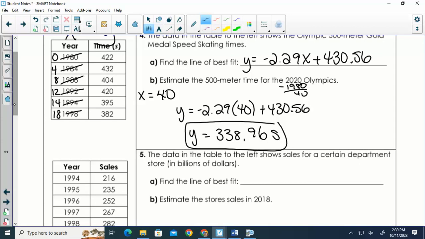The last thing I want to look at is the very last problem on here because it is different. The last question gives us a scatter plot and asks us to write an equation. So we have to figure out how we are going to do that.